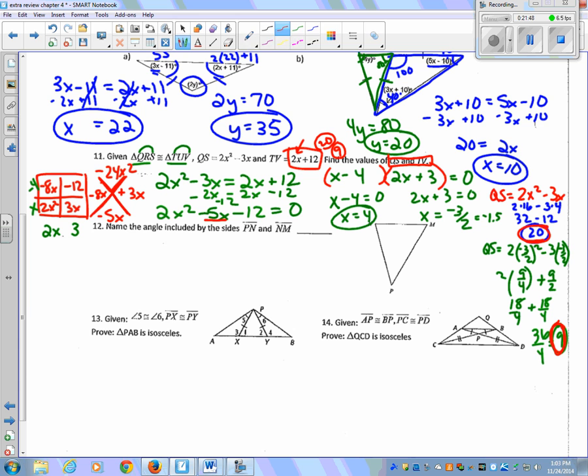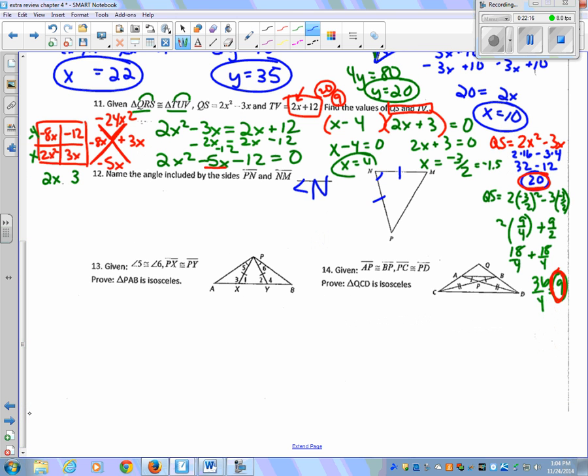Okay, name the included angle. We learned about included angles when we talked about SAS. A was the included angle. So if we are going to mark PN and NM, the angle that's included, sorry, we had an interruption there. So angle N would be the included angle. Okay, this is taking longer, sorry, than I thought it was going to.